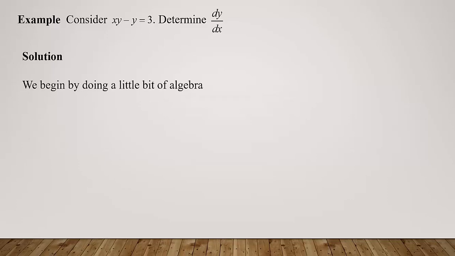You look at that equation, xy minus y equals 3, and on the left-hand side, we can factor out a y. And then after we factor out a y, we can divide both sides of the equation by x minus 1, and that gives us y equals 3 over x minus 1. Now, it's going to be easy for us to get the derivative, dy dx.